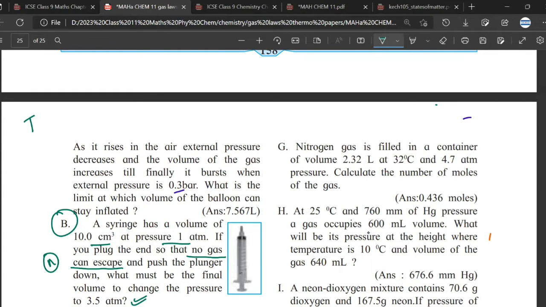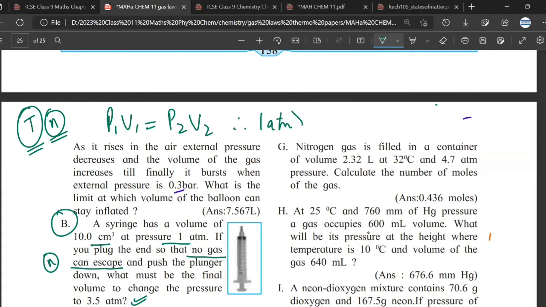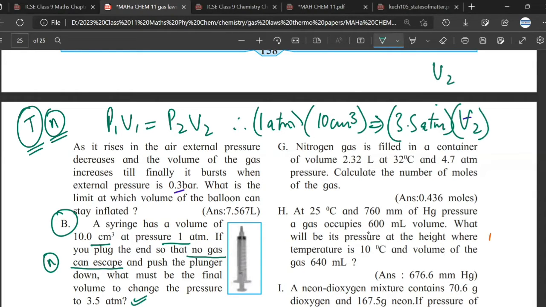And when the temperature is constant, which law is applicable? Boyle's law. So number of moles and temperature is constant, Boyle's law is applicable. P1 V1 is equal to P2 V2. Therefore, P1, 1 atmosphere, into V1, 10 cm³, is equal to P2. What is P2? 3.5 atmosphere. V2 is unknown. So V2 would be equal to 10 cm³ upon 3.5.